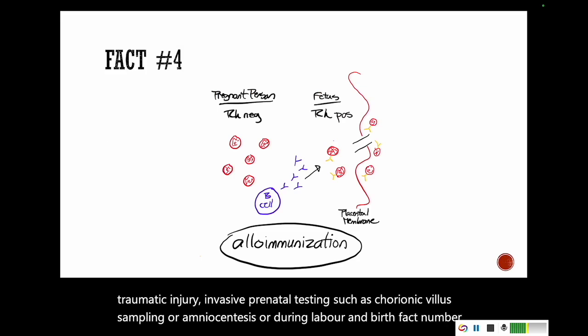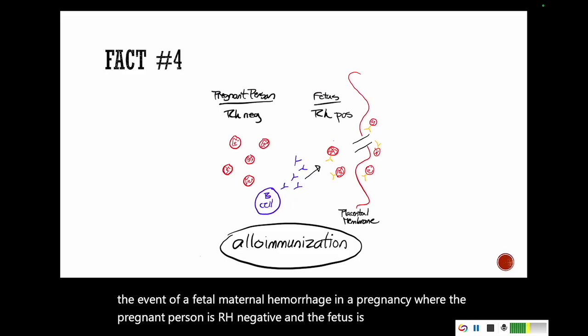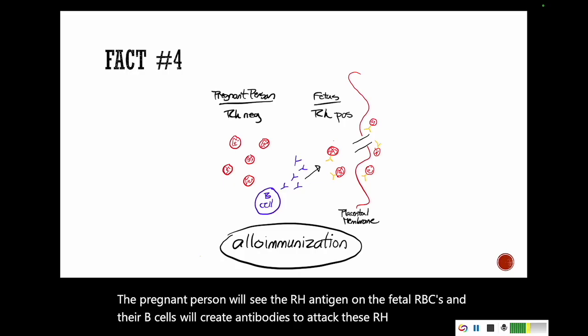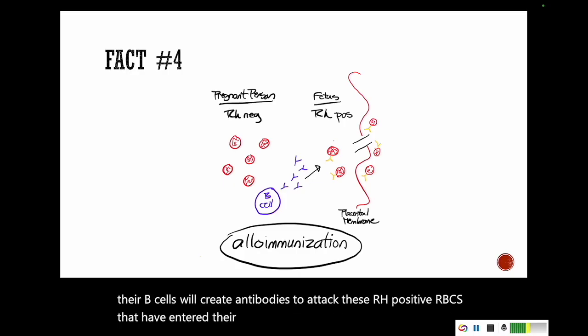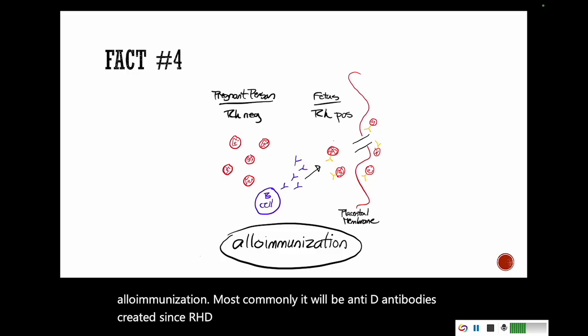Fact number 4. In the event of a fetal-maternal hemorrhage in a pregnancy where the pregnant person is Rh negative and the fetus is Rh positive, the pregnant person will see the Rh antigen on the fetal RBCs, and their B cells will create antibodies to attack these Rh positive RBCs that have entered their bloodstream. As discussed, this is called alloimmunization. Most commonly, it will be anti-D antibodies created since RhD is the most common antigen.